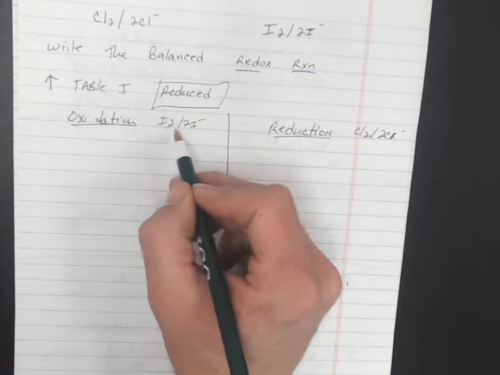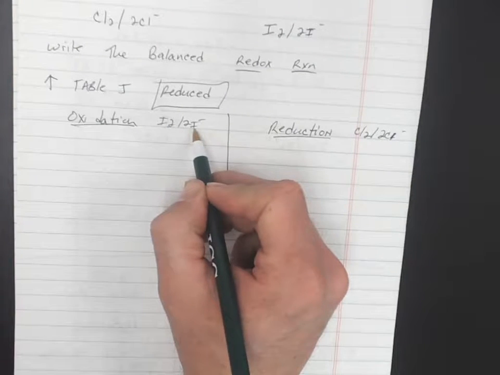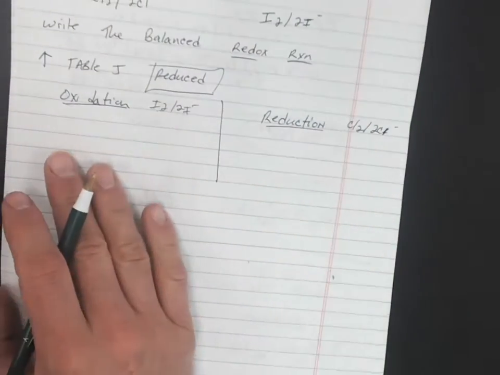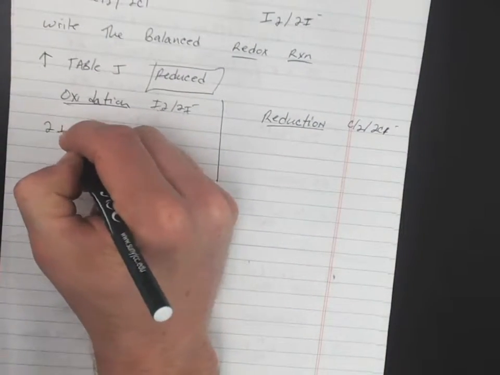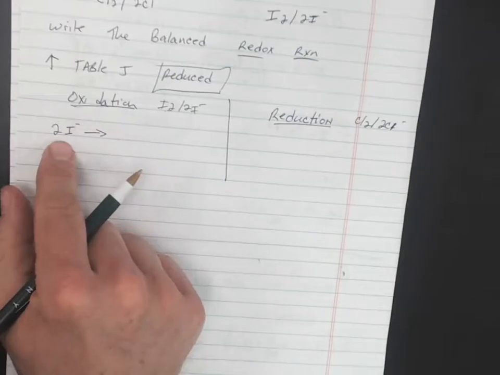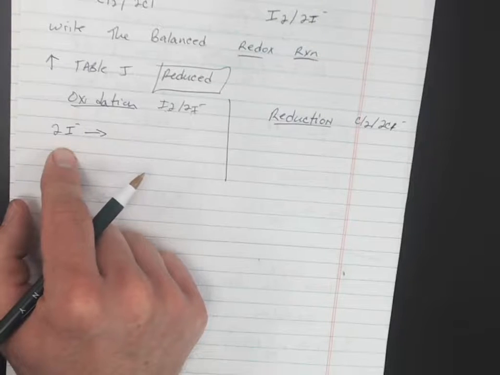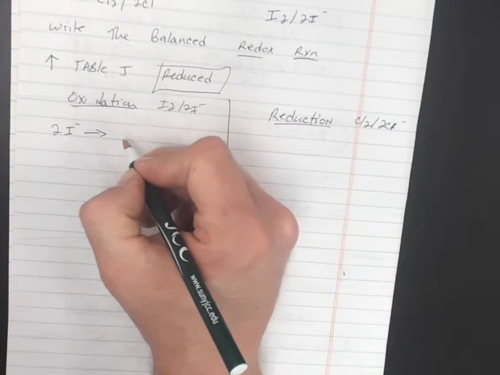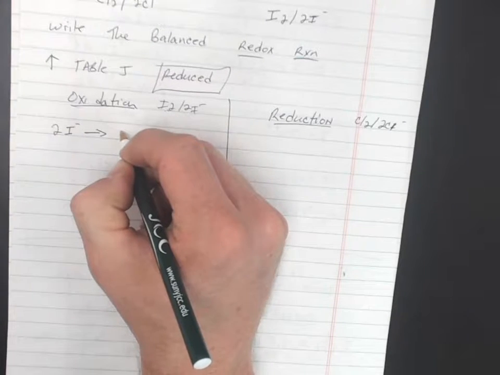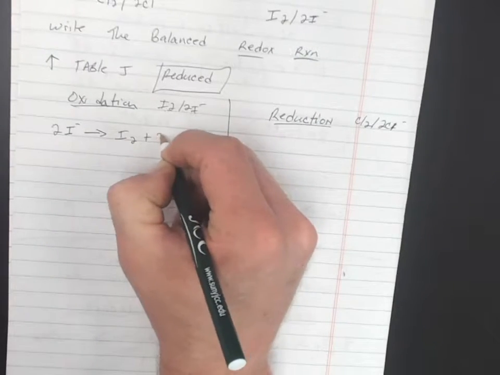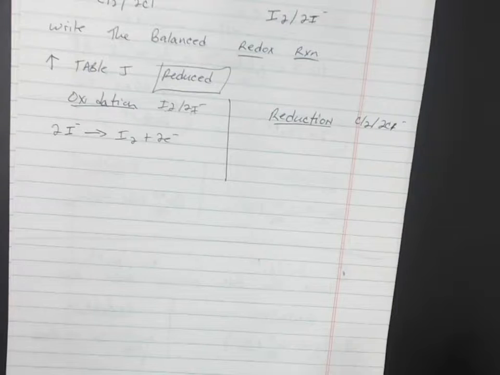Now, you've got to think about this. Which one of these has electrons to lose? The 2I negative. Absolutely. The 2I negative has extra electrons to lose, so we're going to start with the I negative. You answered it right, but you wrote it wrong? Yes. Okay. We're going to change that to what? I2 plus 2e. Very good. That is our oxidation half reaction.